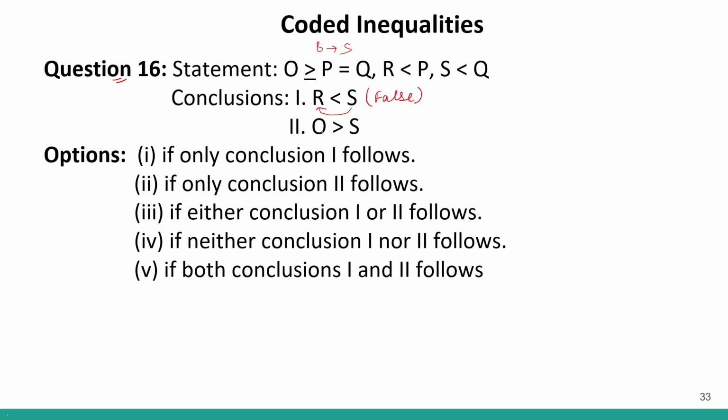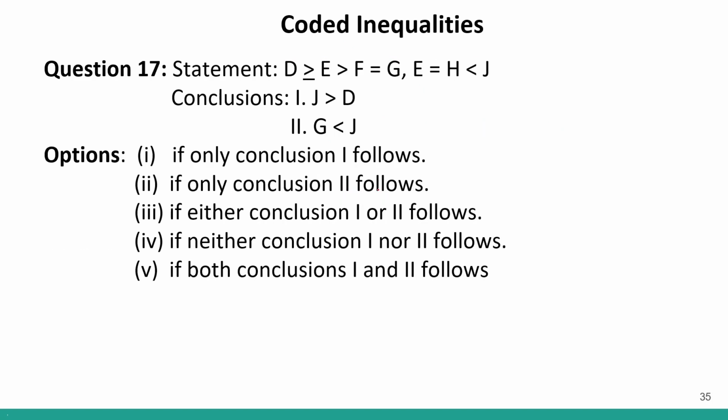Now, the second one is O is greater than S. So, if I have to see whether O is greater than S, I will move from O to S. Correct? I will move from O to S. So, if I look over here, I have a relationship between O and Q and S. So, it is given to us that O is greater than equal to P, which is equal to Q, and Q is greater than S. Correct? Based on this information, I can conclude that O is greater than S. So this will be true. So my answer will be option number 2, that only conclusion 2 follows. Correct? This will be my answer.